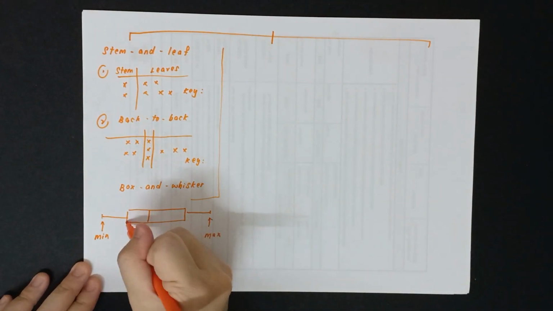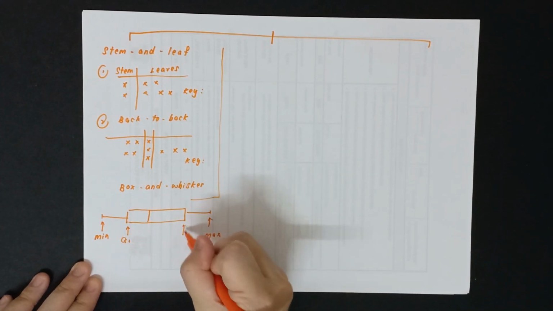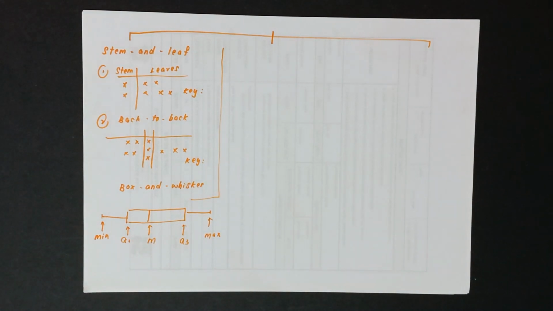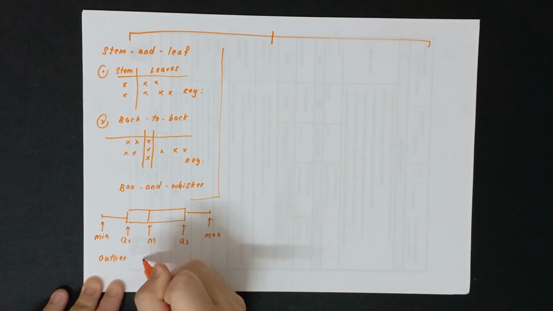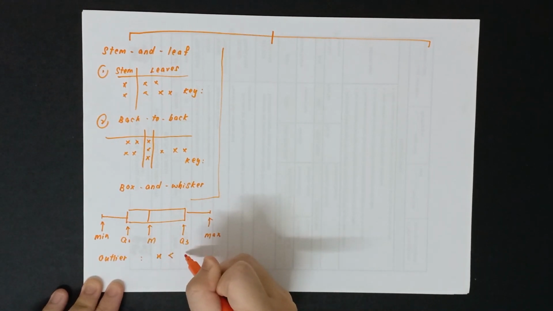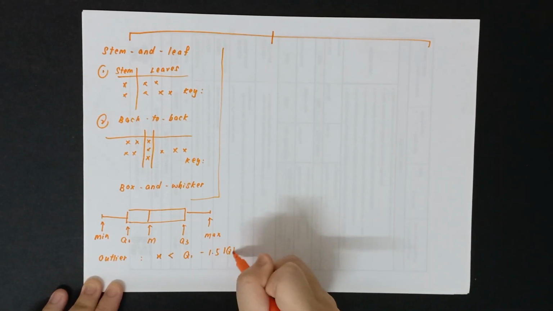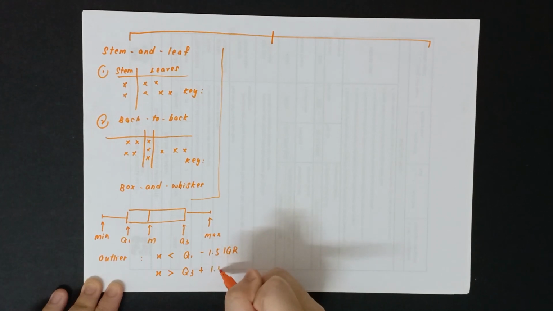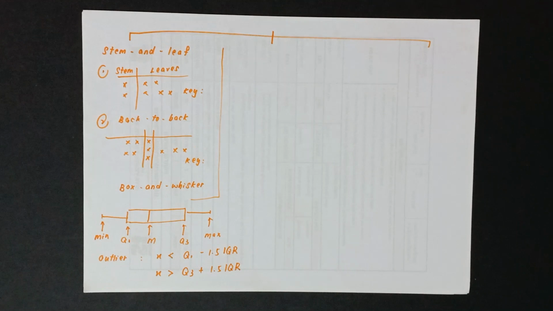For the box, the limits here are your Q1 and your Q3, and the middle line is your median. This box and whisker also tells you about your outlier. Anything that is lesser than 1.5 IQR from your Q1, or greater than 1.5 IQR from your Q3, is data that is considered an outlier.